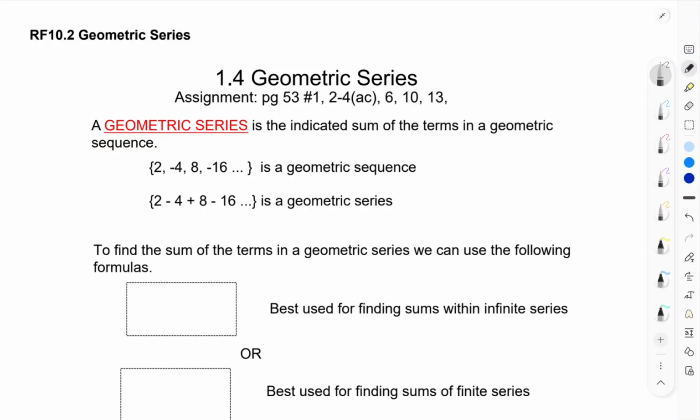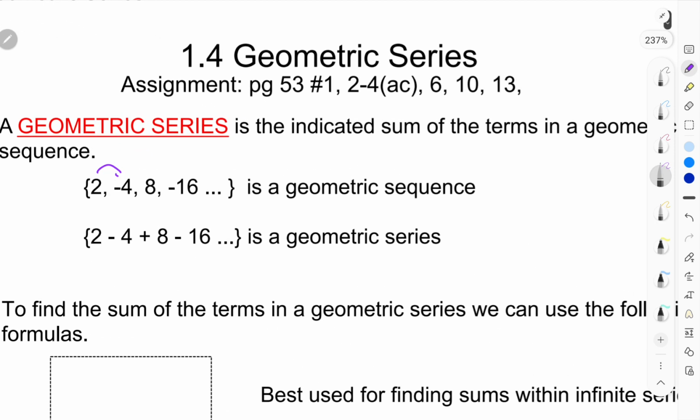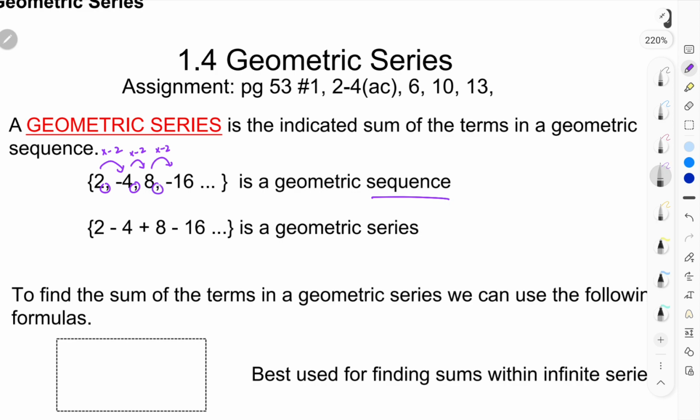All right, so we talked about geometric sequences, and we talked a bit about arithmetic series. But again, a geometric sequence is just a list of numbers that follow a geometric pattern, right? Where there's a common ratio, there's a multiplication between each term and the next. Right? But I'm just listing them in a sequence. These commas are telling me it's a list.